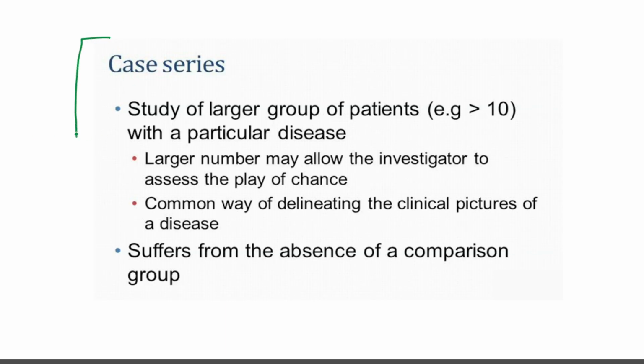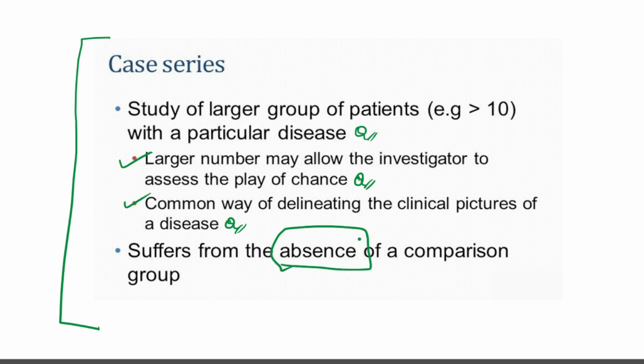Now let us see the discussion further. This is the chart regarding case series. In it, they have clearly mentioned you study a large number of patients with a particular disease. A larger number may allow the investigator to assess the play of chance. This is mentioned in our question as an option. Also that it is a common way of delineating the clinical pictures of a disease. Even this point is mentioned as an option in our question. And let us see the last point, that it suffers from the absence of a comparison group. So there is actually no comparison group.